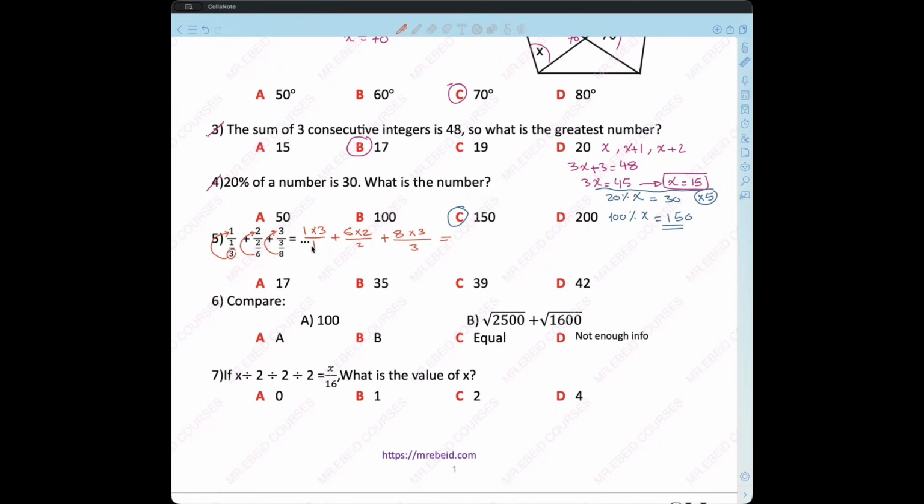Now you'll simplify 1 times 3 over 1, which equals 3. 6 times 2 over 2, you can simplify like this, so it's 6. And also this one will be 8. So 3 plus 6 is 9, 9 plus 8 equals 17. It means the answer is A. Let's move to the next question.